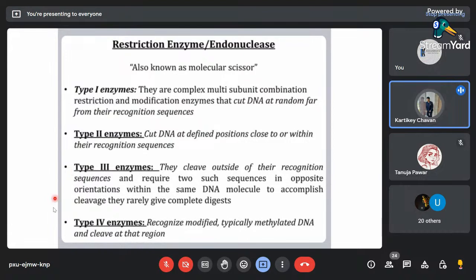The next one is type 4 enzyme. They recognize modified DNA sequences, typically methylated DNA, and cleave at that region. For example, if there is a DNA sequence with a methylated group, the type 4 enzyme cleaves at the methylated DNA, at that region. Next slide, please.